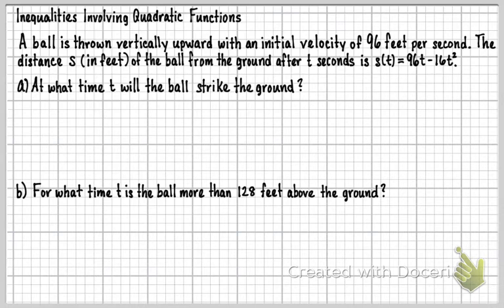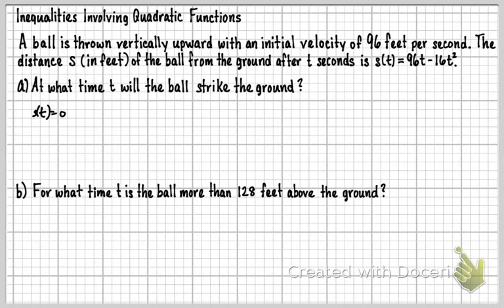So keep in mind, a ball is thrown upward with an initial velocity of 96 feet per second, and it says the distance s in feet of the ball from the ground after t seconds is this function s(t). So s(t) is the distance of the ball from the ground. So when it's on the ground, think about what that means. That means my s(t) would be 0, because my s(t) is the distance s of the ball from the ground, in feet. So that means that s(t) would have to be 0.